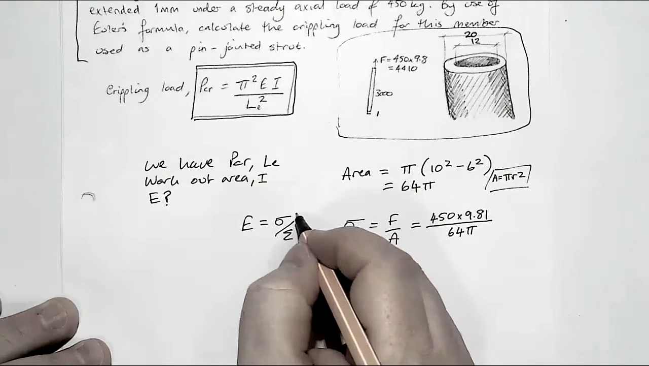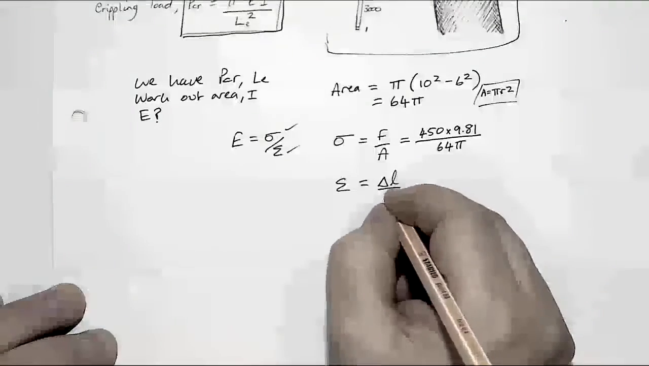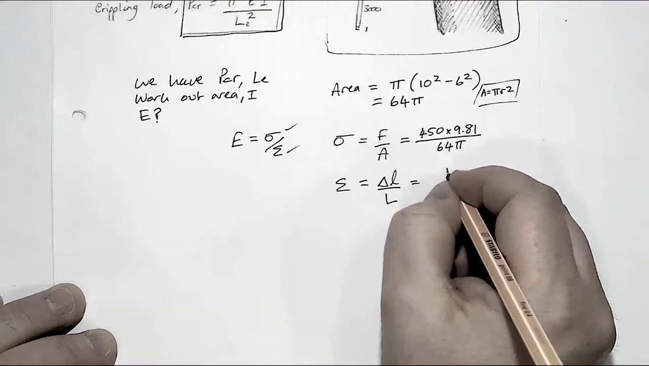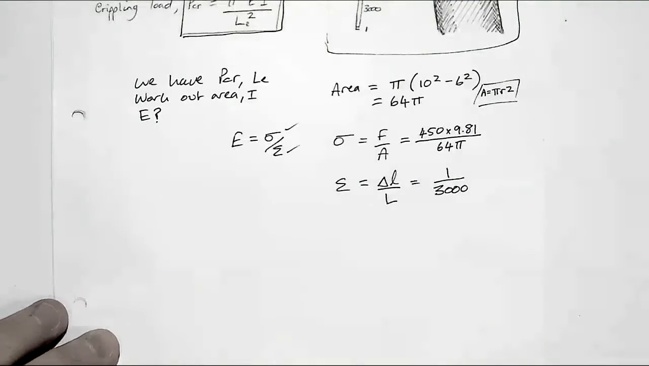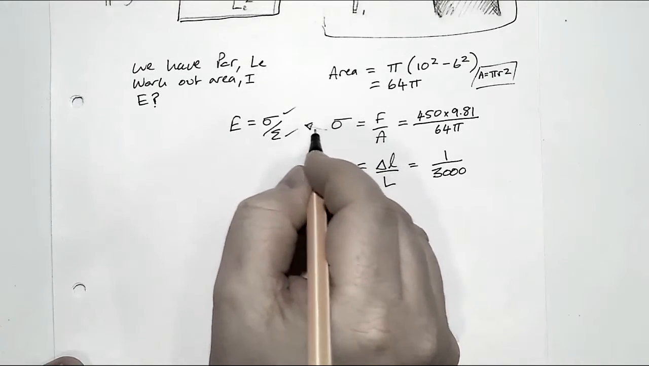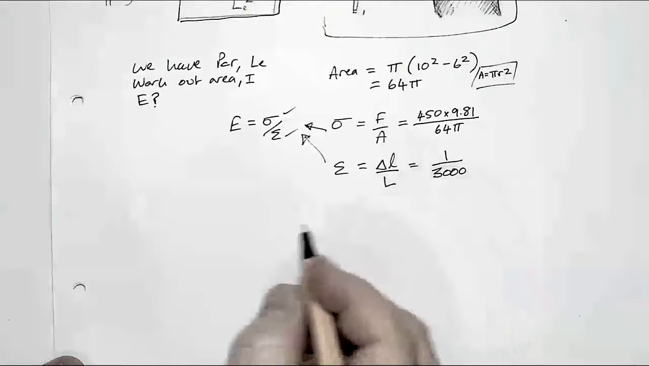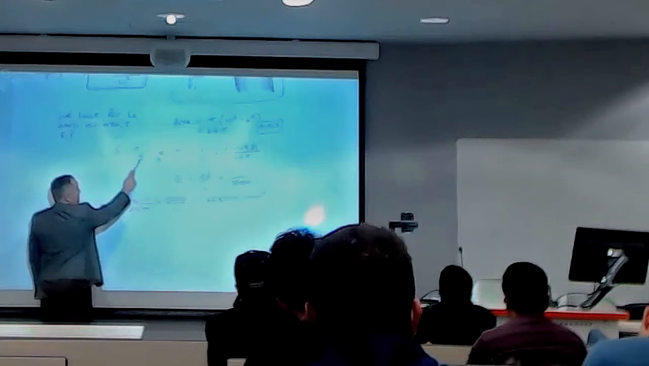So we've now got a formula for our stress and for our strain. Change in length over original length, and we're told that it was 1 millimeter extension over a 3 meter length. So if we put both of these into this formula, so we don't have our A value to put into the Euler formula, so we're using our stress and strain to work that out. So we've got our Hooke's law. E is stress over strain.